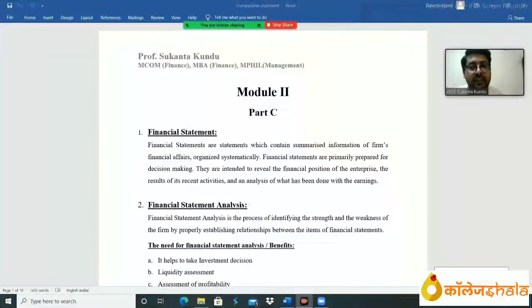In the presentation, you can see the definition of financial statement. Financial statements are statements which contain summarized information of a firm's financial affairs, organized systematically. Financial statements are primarily prepared for decision making. They are intended to reveal the financial position of the enterprise, the results of its recent activities, and an analysis of what has been done with the earnings.